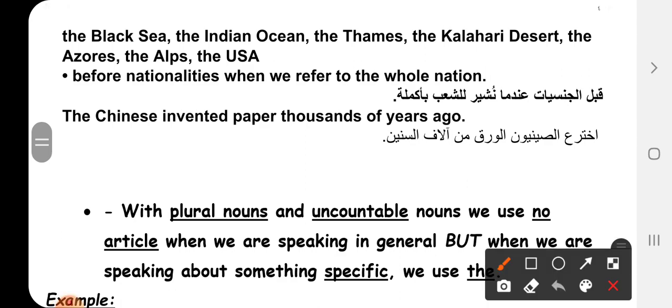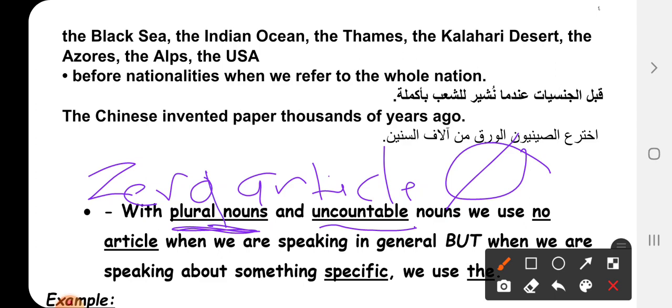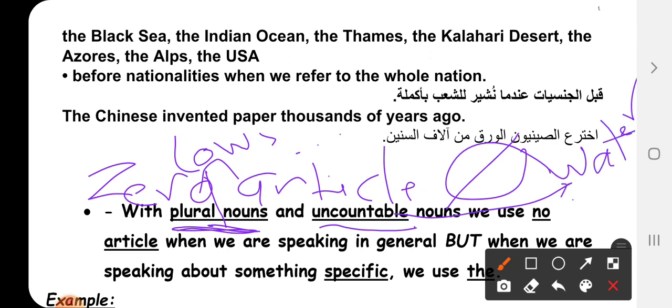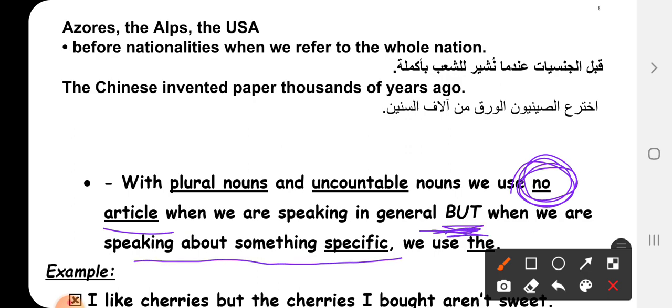Now let's move to another thing, the zero article. We write it like this, or we can write zero article. It is used with plural nouns like cows, and uncountable nouns like water and oil. We put no article when we are speaking in general. But when we are speaking about something specific, as we said before, we use the.